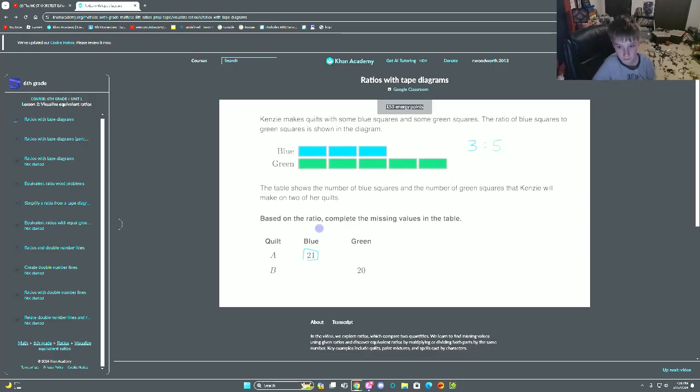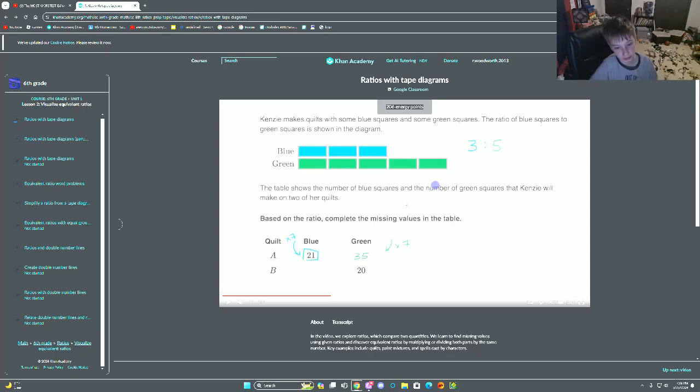Well, to go from 3 to 21, you have to multiply by 7. And so you would take 5 and multiply that by 7. So you multiply 5 times 7 to get 35. As long as you multiply both of these by the same number or divide them by the same number, you're going to get an equivalent ratio. So to get 21 blue squares, you multiply by 7. For green squares, you get 35. So 21 to 35 is the same thing as 3 to 5.